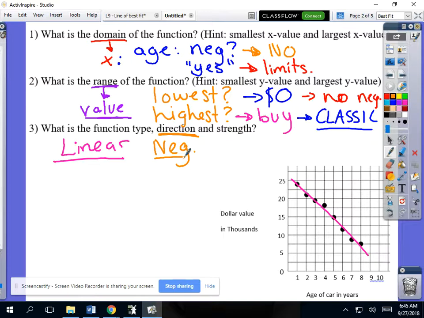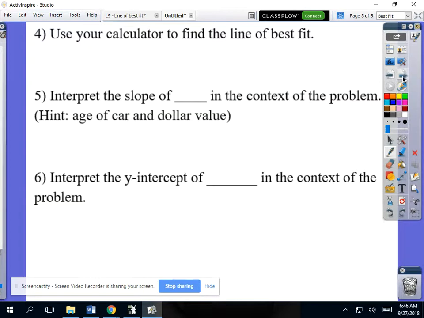And how strong do you think this is? How strong of a relationship do you think that is? Well, looking at our line, there's very little deviation here from that pink line. So this is a very, very strong relationship, a very, very strong negative linear correlation. Okay, so that's just our prep work to get that ready.